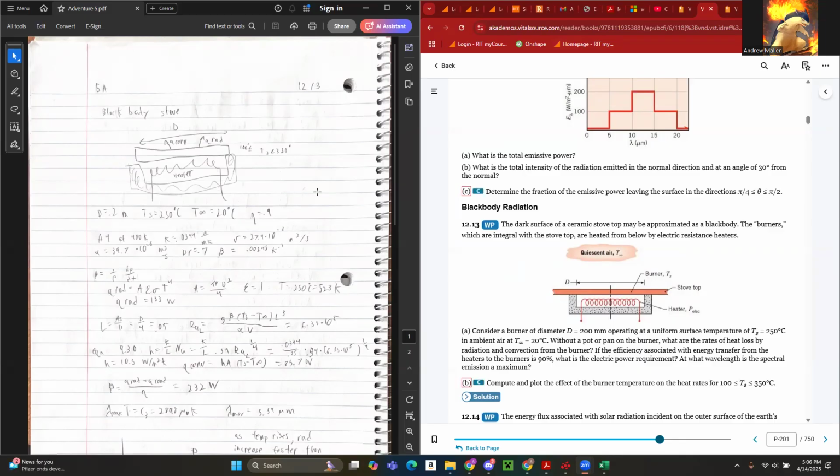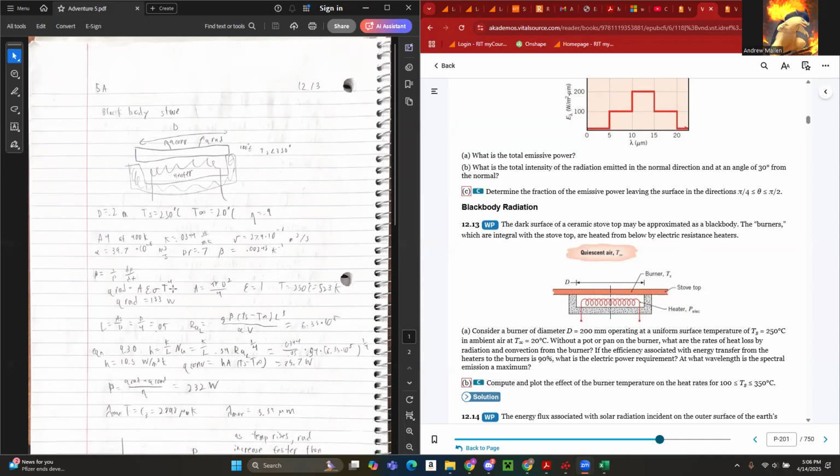So first things first, this is a radiation problem, so we're going to find the heat loss rate due to radiation first. The energy flow of radiation is equal to the area times the emissivity times the Stefan-Boltzmann constant times the temperature of the emitter to the power of 4. Since we are taking this to the power of 4, we do need it in Kelvin instead of Celsius.